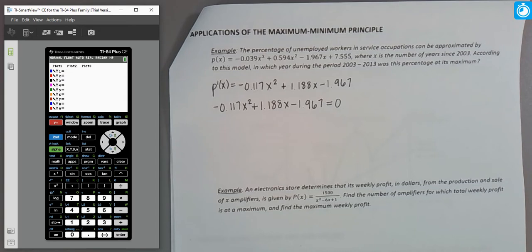So we want to type in the expression representing the equation we're solving. So I'm not going to type in my original function. I want to type in the derivative, what I've set equal to 0. So negative 0.117 x squared plus 1.188 x minus 1.967. Okay, and I want to graph this. So that's what it looks like. I'm going to zoom back to Zoom Standard. There we go.